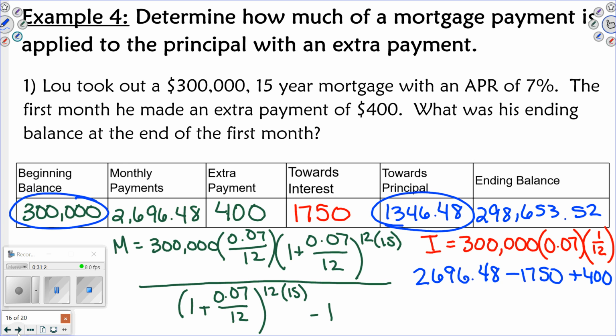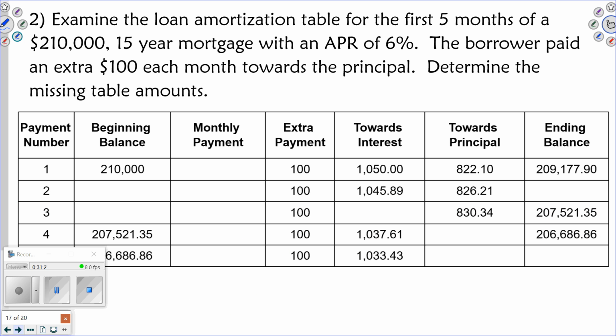Okay. Next one, again, let's just kind of talk as a class since apparently it didn't print. Class discussion. Examine the loan amortization table for the first 5 months of a $210,000 15-year mortgage with an APR of 6%. The borrower paid an extra $100 each month towards the principal. Determine the missing table amounts. They already have the extra payment in there. So it's going to be similar to what my amortization table looks like because I put an extra like $150 every month on mine.